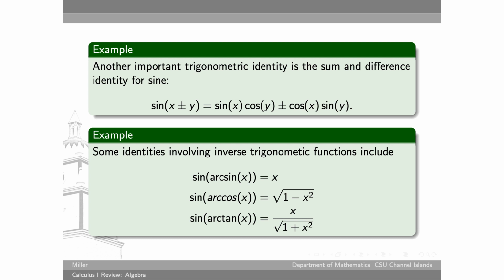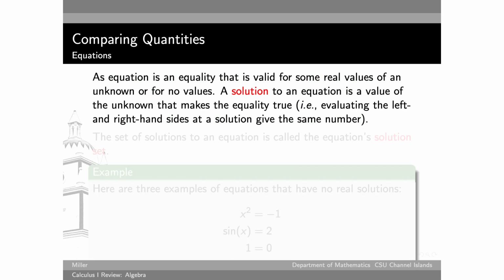Equations. An equation is an equality that is valid for some real values of an unknown or for no values. A solution to an equation is a value of the unknown that makes the equality true, i.e., evaluating the left and right-hand sides at a solution gives the same number. The set of solutions to an equation is called the equation's solution set.